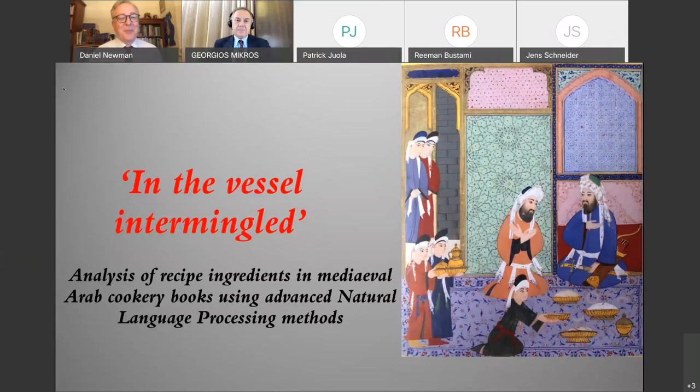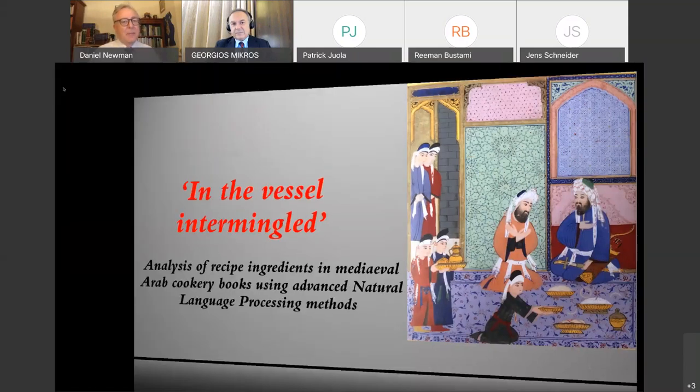It was very informative listening to the preceding speakers. The topic of the research today is, as the title says, in the angle, the vessel, of course, being a cooking vessel, and involves analysis of recipe ingredients in Arab cookery books from the Middle Ages through a new set of methods than these have usually been examined with.